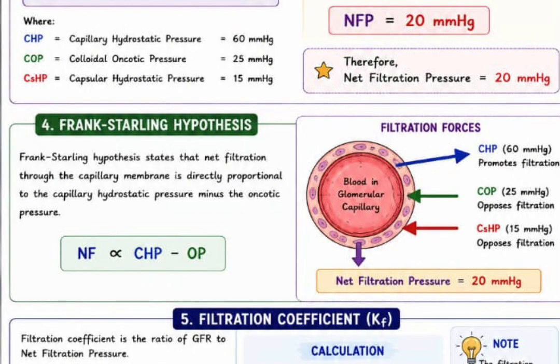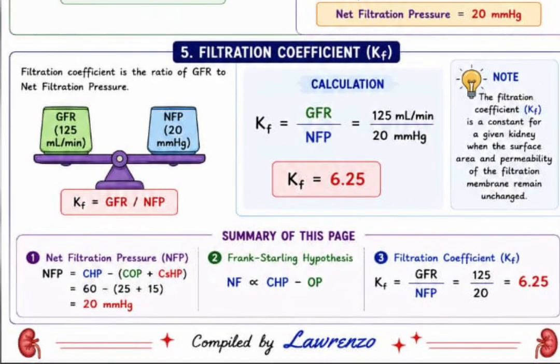So here you will see now we have what they call filtration coefficient. So what is filtration coefficient? Filtration coefficient is the ratio of GFR to the net filtration pressure. So we have talked about Frank-Starling's hypothesis, we have talked about the net filtration pressure. So when you are getting the ratio of the GFR to the net filtration pressure, you get what we call filtration coefficient. Are you getting now?